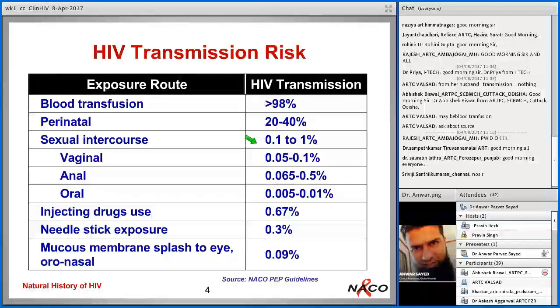And in sexual intercourse also, if you look at vaginal intercourse, anal intercourse, and oral sex, the risk of transmission during anal sex is highest, that is 0.5% if you see the upper limit, and then vaginal, and then oral. Obviously, because the anal mucosa is more fragile, and also there is more blood supply, there is more chance of injuries where the risk of transmission increases. Injection drug use, it is 0.67%.